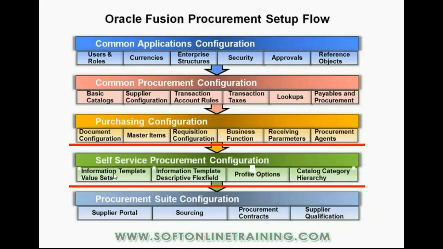You have to define information templates, and then the descriptive flexfields for information templates, and profile options and catalog hierarchy. Apart from this, we need to define the different types of categories, that is local category and punchout catalog, and then information catalog, that we are going to discuss here. So I can say 4 or 5 configurations that we have to do as part of the self-service procurement.